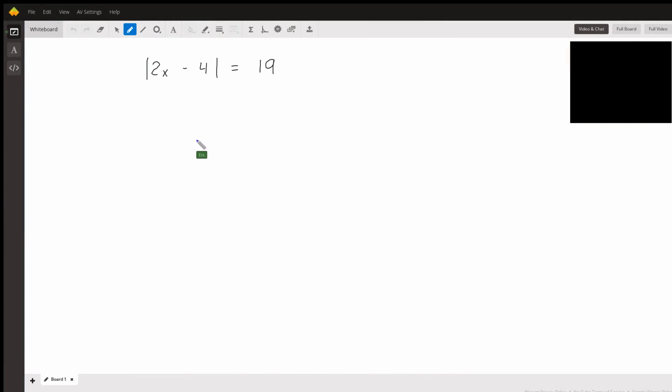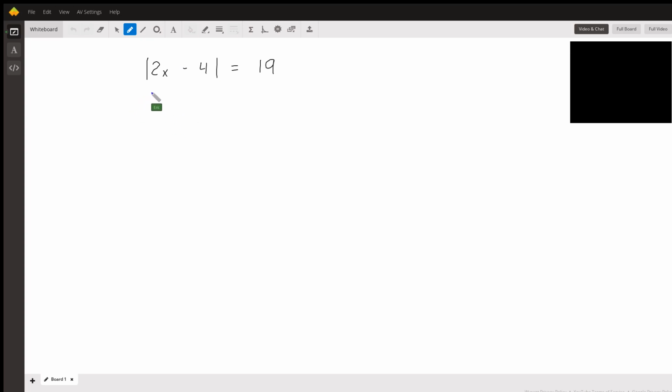All right, so in this problem, we are faced with an absolute value equation. Now, when solving an absolute value equation, you first want to make sure that your absolute value is isolated, or by itself on one side of the equation. And in this case, notice that our absolute value is isolated, meaning it's by itself. So when we have this situation, we can split this equation up into two parts.